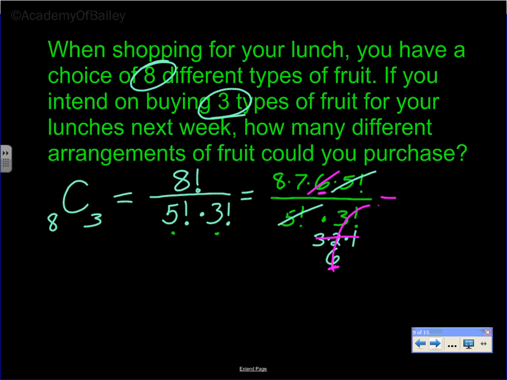And so then you can do the rest of this in your head. What's 8 times 7? 56. 8 times 7 will be 56. And so that's the answer here. There are 56 different ways that you can buy 3 fruits when having a selection of 8 to choose from.